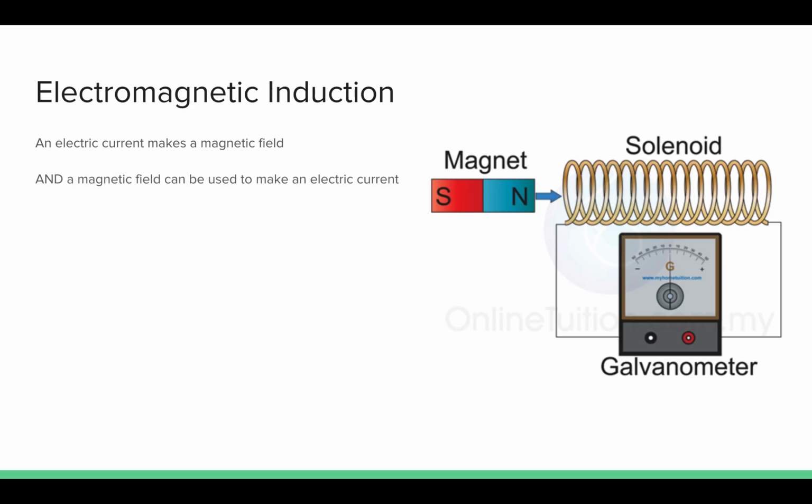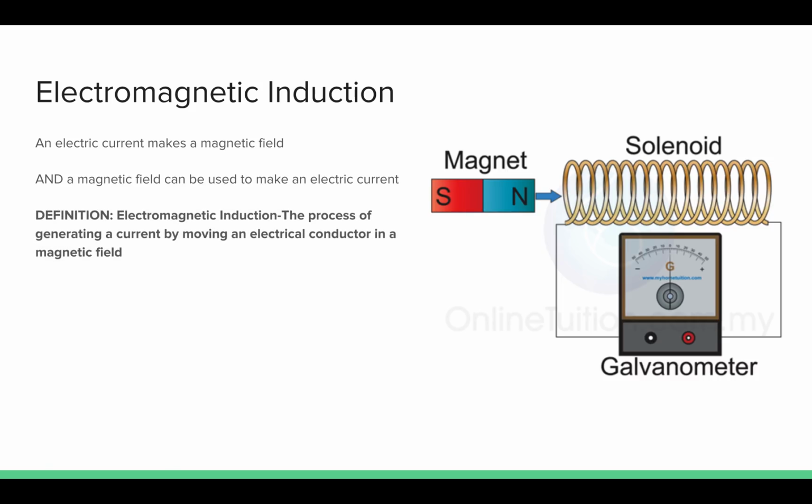Well, a magnetic field can be used to make an electric current. So the opposite of what we've been doing, we can do that as well and use a magnetic field to make an electric current. So here's our definition. Electromagnetic induction is the process of generating a current by moving an electrical conductor in a magnetic field. This comes from Faraday's law. Faraday stated that a voltage is induced in a conductor by a changing magnetic field.